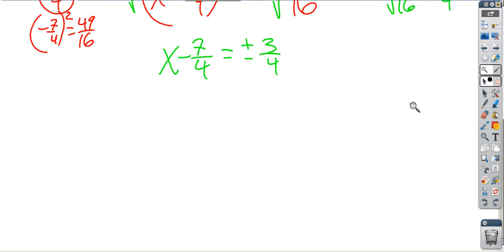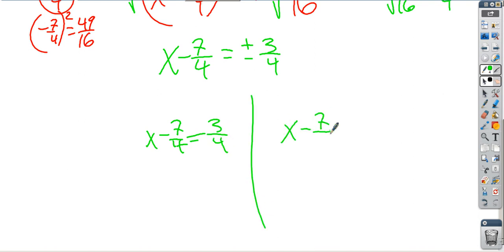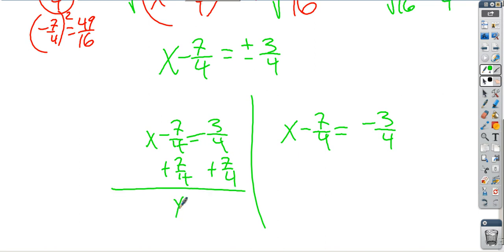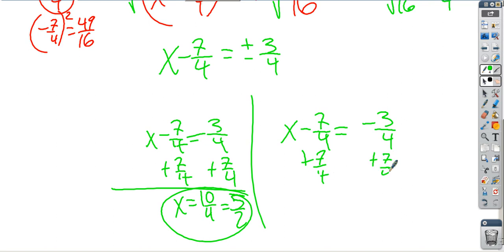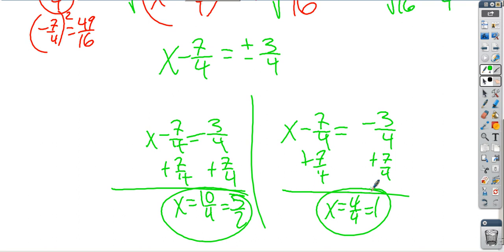And now we can make two equations. We can say x minus 7 over 4 is positive 3 over 4. And x minus 7 over 4 is also negative 3 over 4. So let's add 7 over 4 to both sides. And when we do that, we're going to get x equals 10 over 4, which is the same as 5 over 2. That's one solution. And over here, when we add 7 over 4 to both sides, negative 3 over 4 plus 7 over 4 is the same as 4 over 4. And that just equals 1. So that is our final result.